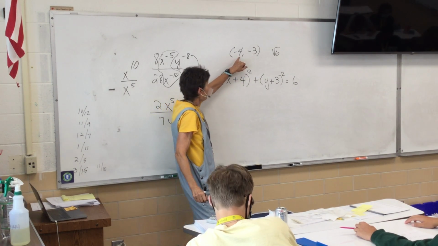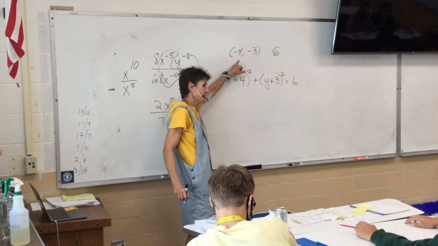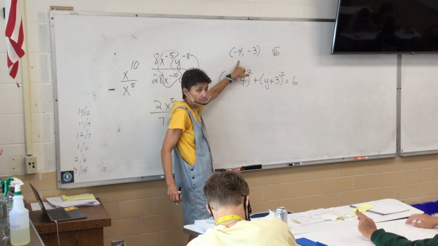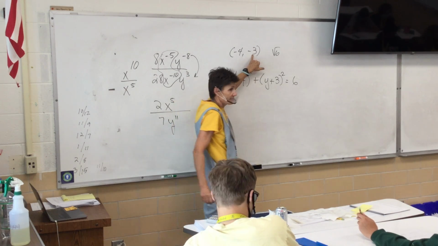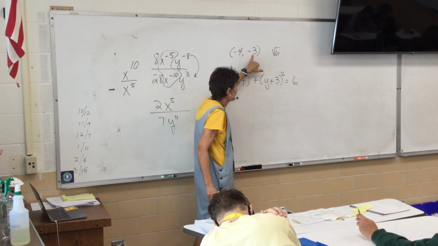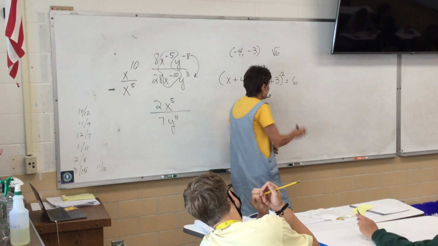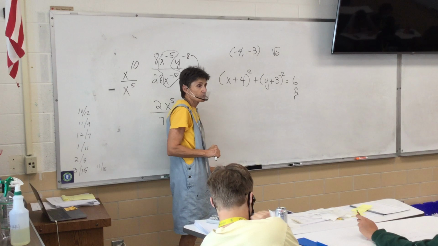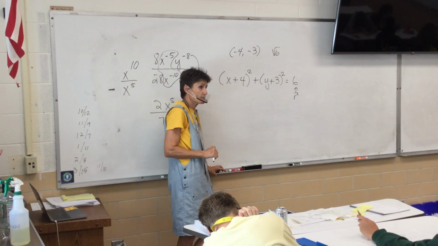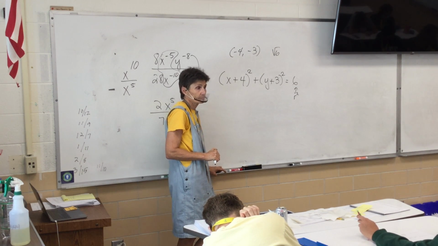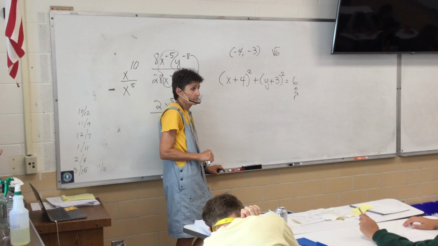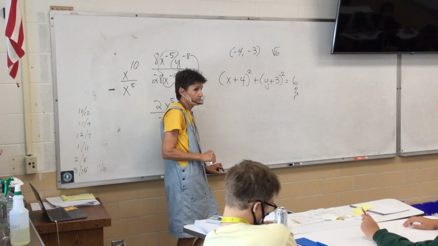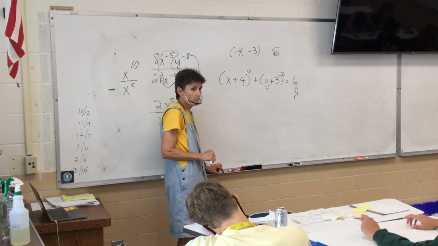So it's x minus this number. Well, x minus a negative will be positive. And then y minus this number. And then this number right here is always the radius squared. So √6 squared is just 6. Okay?